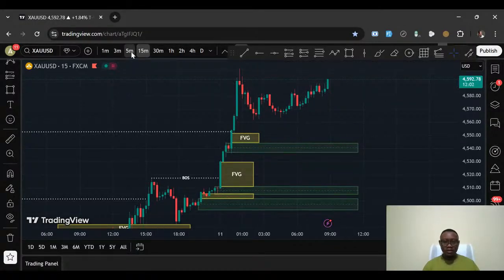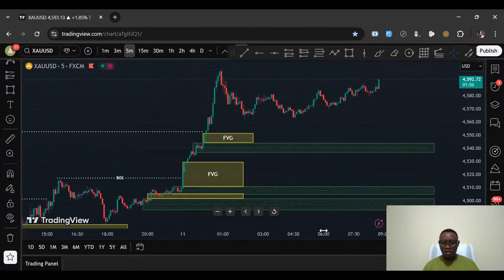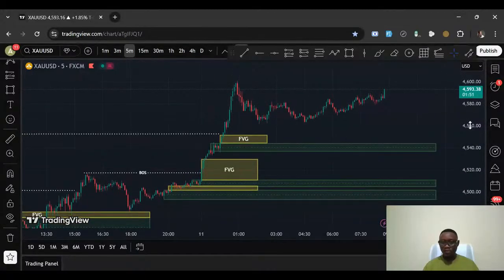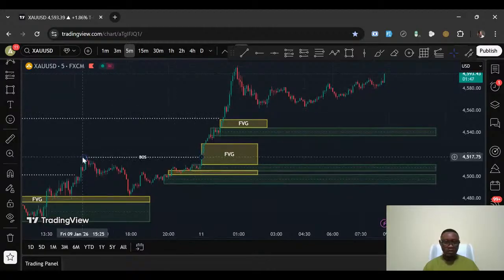Now the last time frame, which is the 5-minute time frame. Now this time frame is our entry time frame. The 5-minute time frame is our entry time frame.